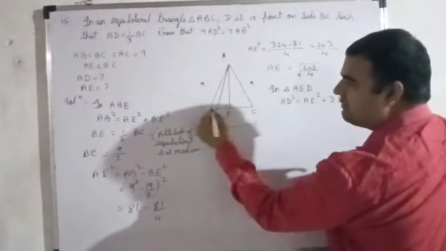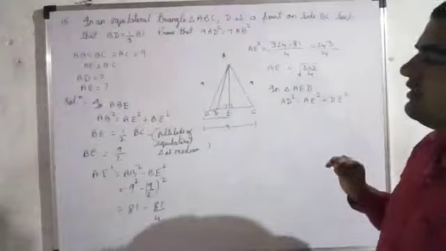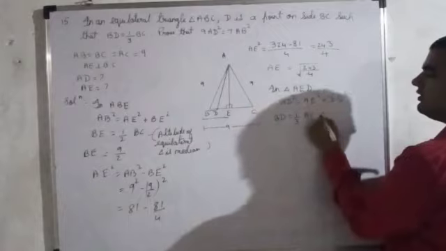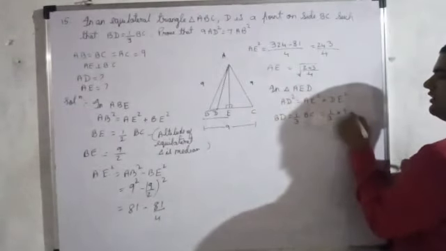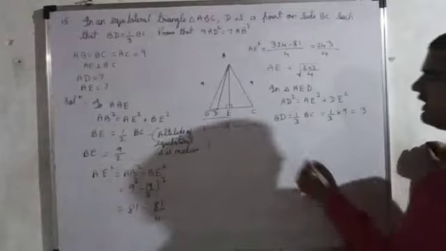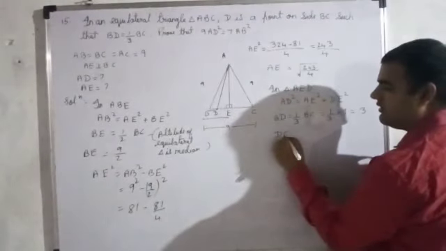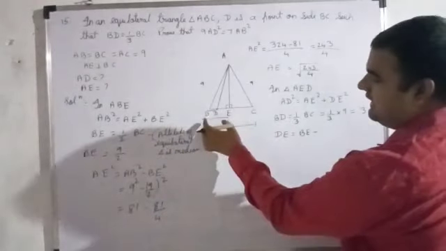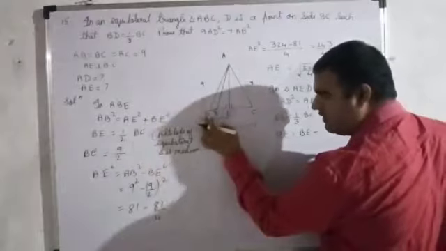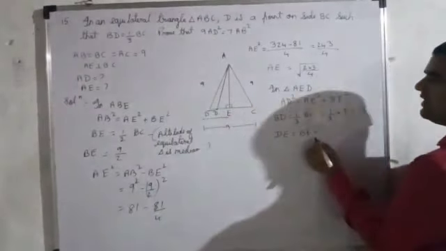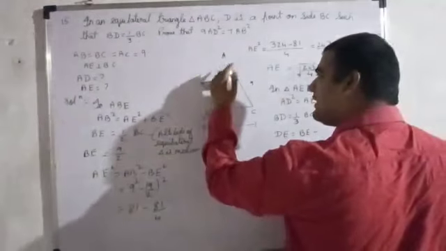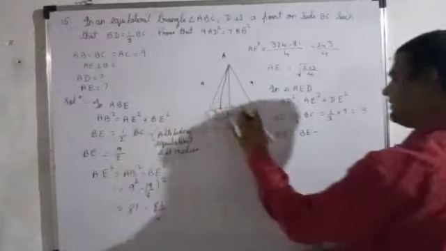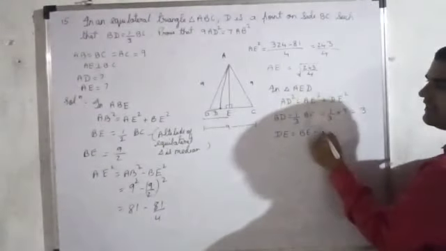And you know what BD is? BD is given. It will be 3, right? BD equals 1/3 of BC, 1 by 3 into 9. So it's 3. BD is 3. Then what is DE? This is DE. It will be BE minus BD. This point D is a little bit on this side. Let it be. It will be BE minus BD.